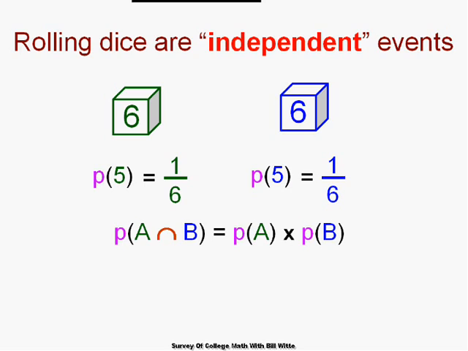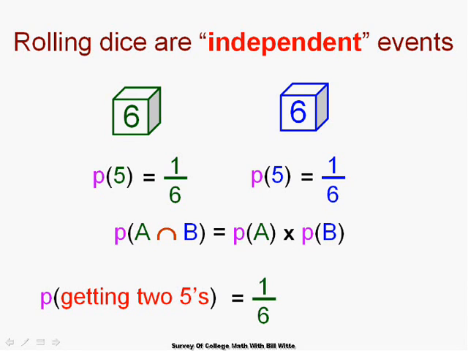Now the probability of A intersected with B is the same as the probability of A times the probability of B. We know that from the multiplication principle. The probability of getting 2 5s is going to be the probability of getting a 5 on the first die, which is 1/6, times the probability of getting a 5 on the second die, because they're completely independent. And it'll only work if they're independent, won't it? It's going to be 1 out of 36. You already knew that. The chance of getting 2 5s is 1 out of 36.